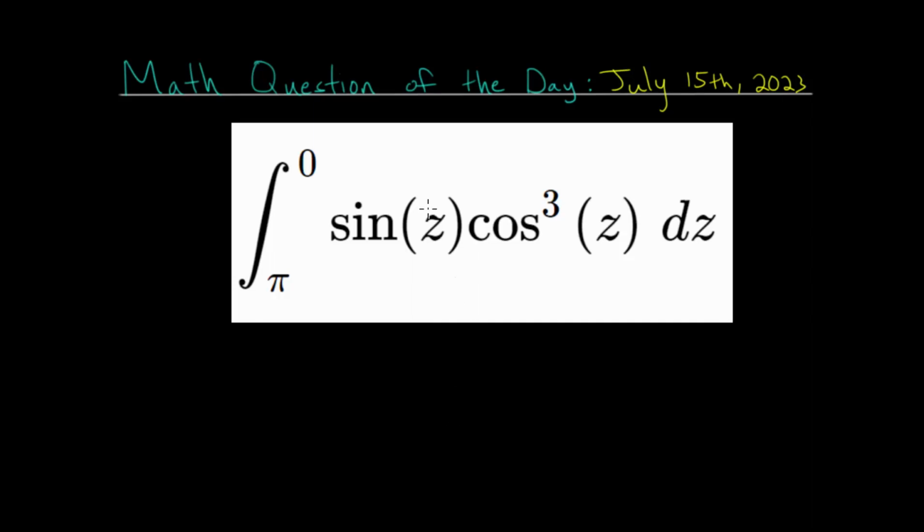In this video, I'd like to talk about the math question of the day for Saturday, July 15th, 2023. With this problem, we have this definite integral from a z value of pi to a z value of 0 of the sine of z multiplied by the cosine of z to the third power, all integrated with respect to z. Integration questions like this are typically seen in a Calculus 1 class.